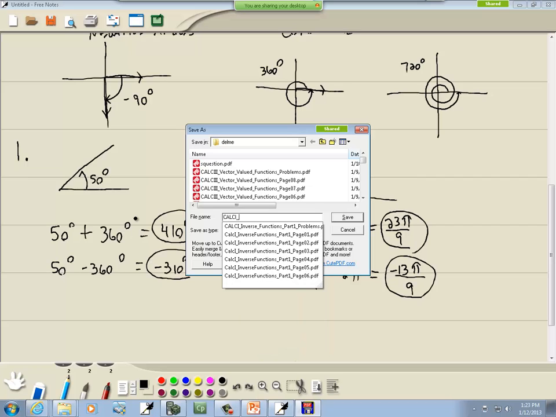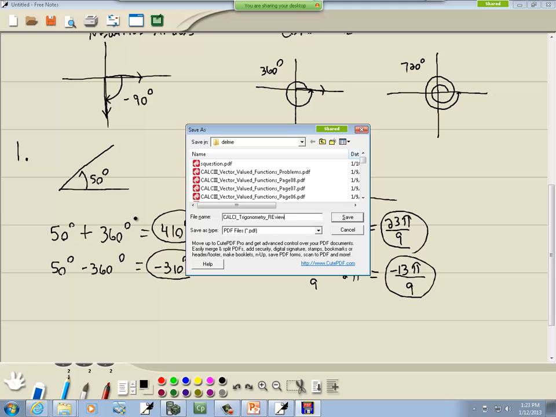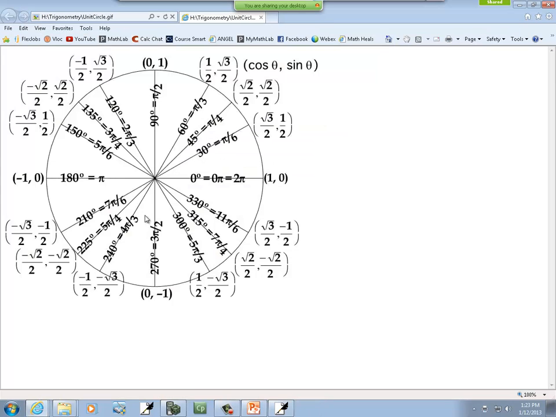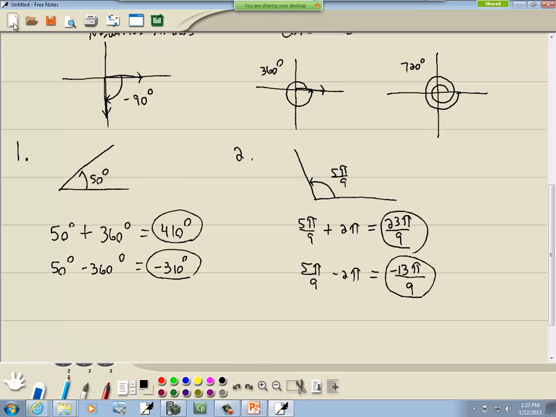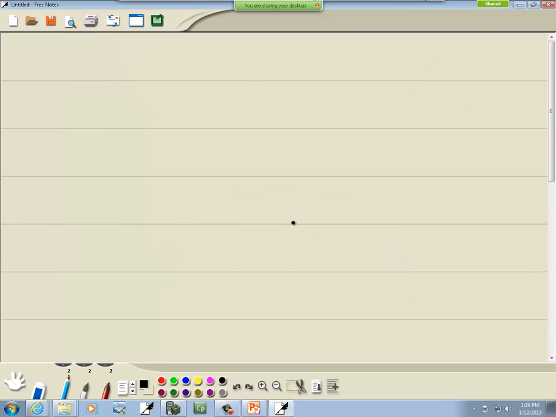Calc 1, Trigonometry Review, page 01.pdf. Okay. Now, let's take a look at our unit circle.